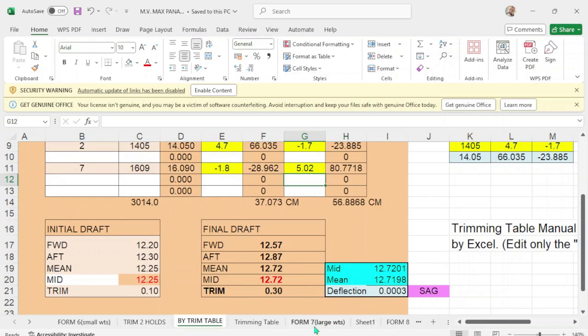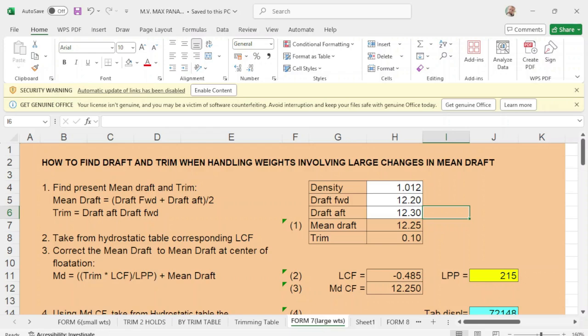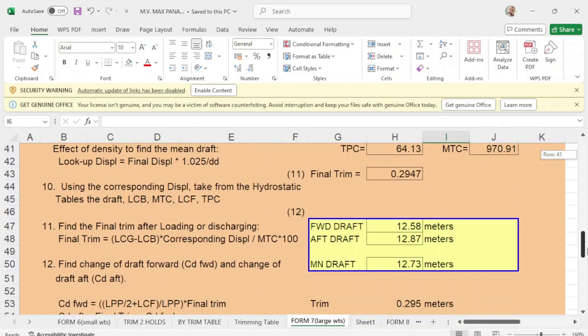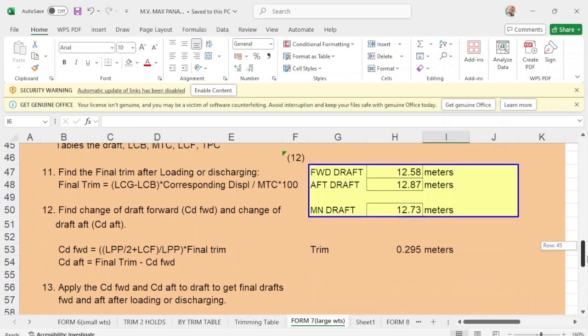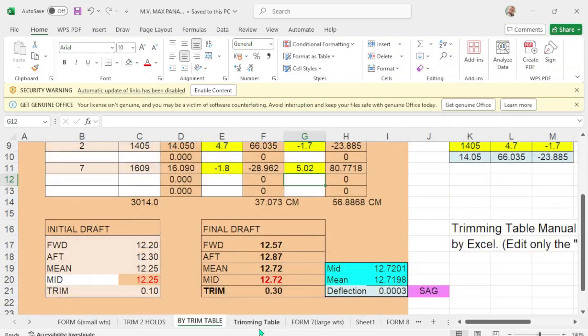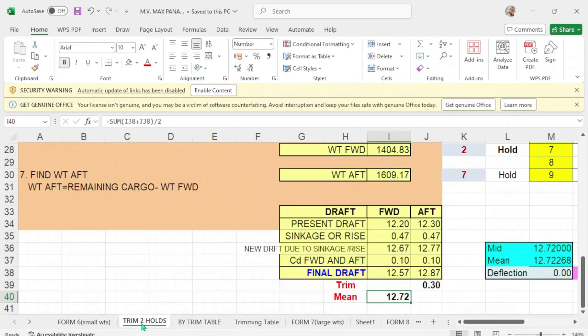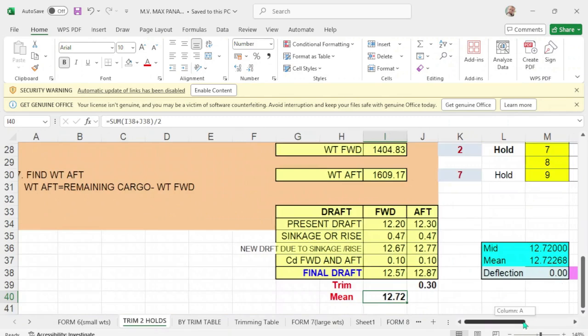Okay. Then you go to number 7, which is how to find drop, trim, handling weights involving changes. And your departure drop here, forward is 12.58, updraft is 12.87, and main drop is 12.73, and your trim is 0.95. Okay. Take note, guys, that the deflection, I don't have the deflection here. Deflection here is 0 in trim by table, and trim 2 holes deflection is 0.